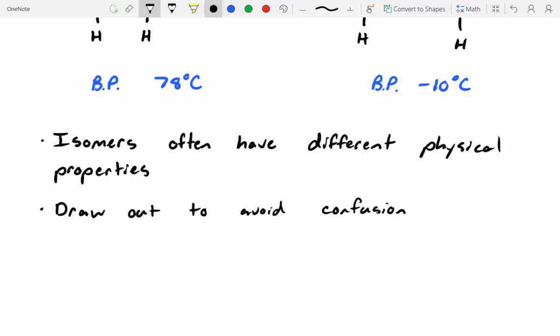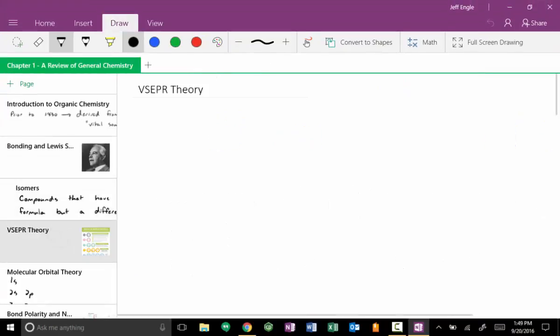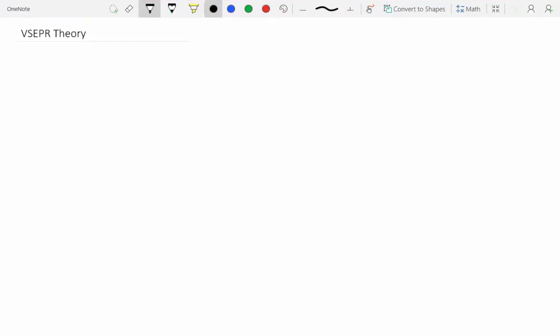So let's talk a little bit about Lewis dot structures and how they're not the best way of drawing a molecule. They're a good way, but not the best way. And this has to do with VSEPR theory. How many of you guys remember VSEPR theory? Good chunk of you. All right. So let's take a look at the problem with Lewis dot structures.